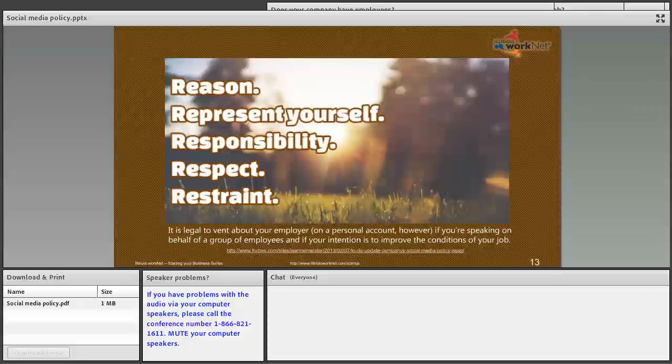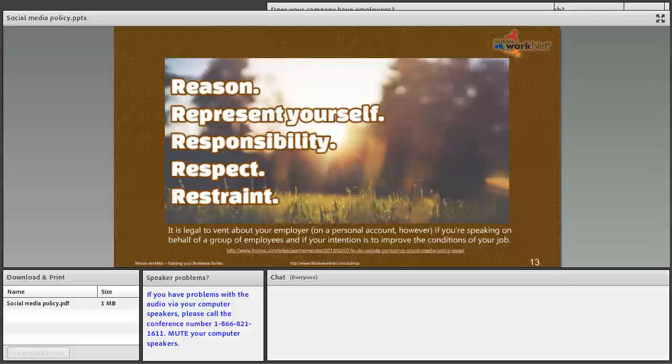Respect. What you say online is a permanent record. If it's on the internet, it stays on the internet. Somebody will be able to find it. So don't say anything online you wouldn't feel comfortable saying to the whole office with a camera rolling.